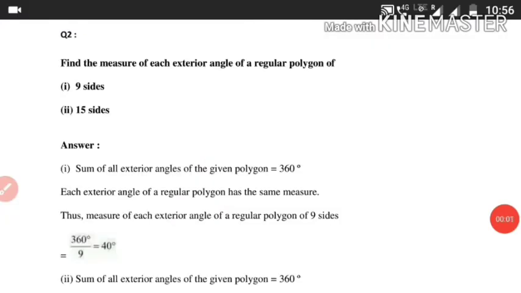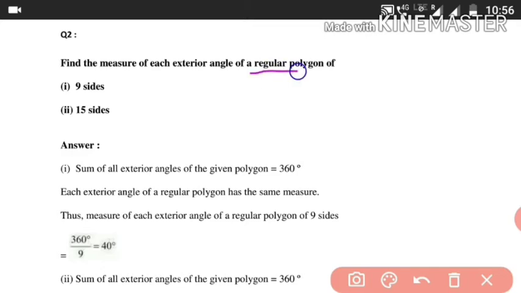Now question number 2, find the measure of each exterior angle of a regular polygon. So regular polygon means what? All angles and all sides will be equal, and you have to find the measure of each exterior angle. Question number 1, 9 sides, and question number 2, 15 sides. You have to find each, meaning one angle. Okay, for one angle what is the value you have to find. So there are how many sides? 9 sides are there, and it is a regular polygon. Regular polygon means all angles and all sides will be equal for that given figure.